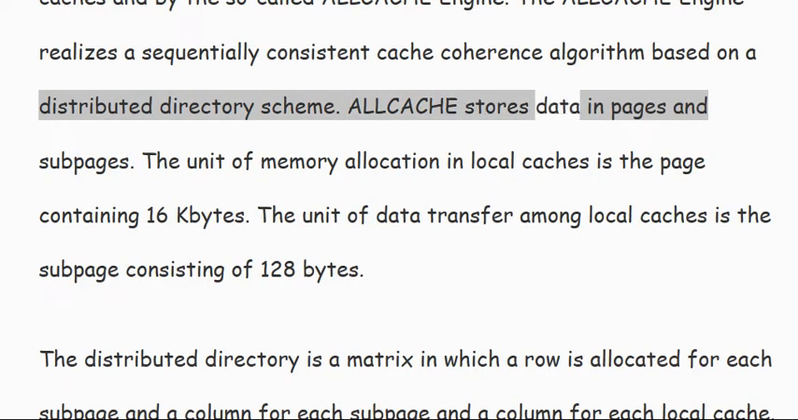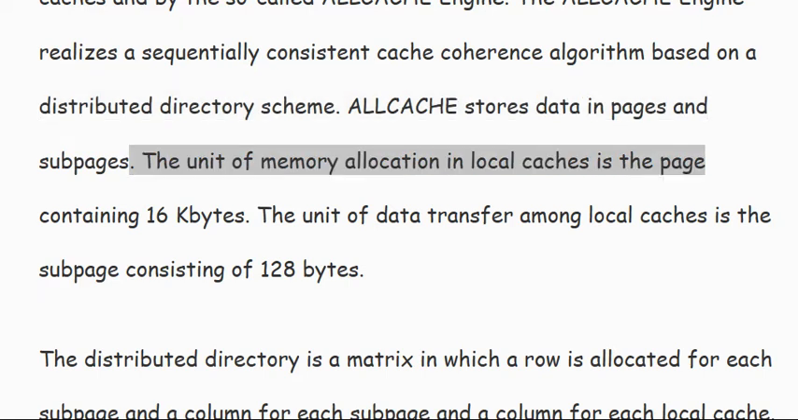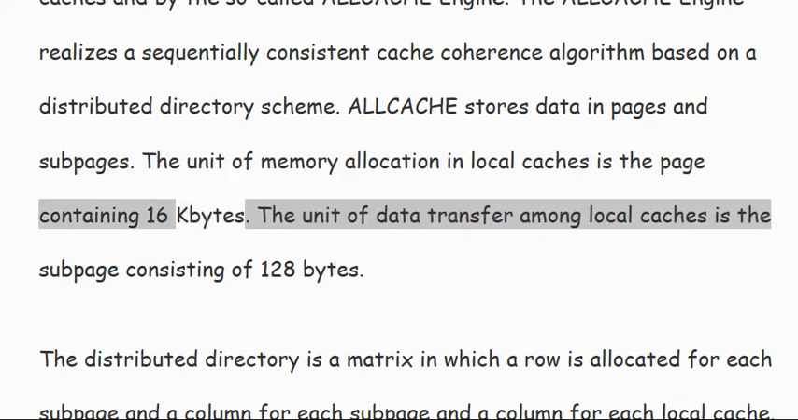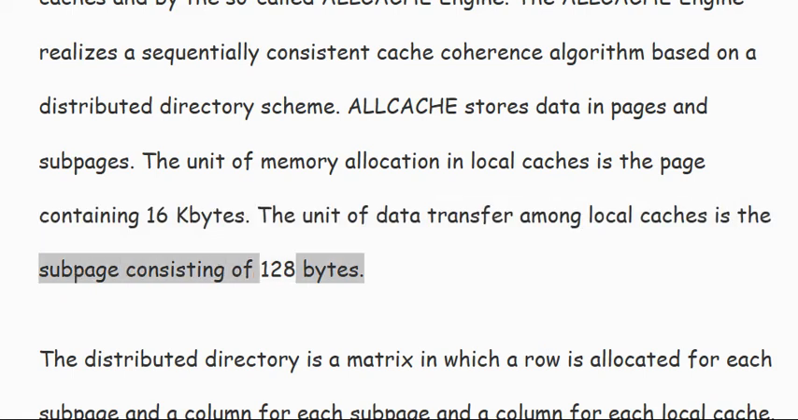ALLCACHE stores data in pages and subpages. The unit of memory allocation in local caches is the page containing 16 bytes. The unit of data transfer among local caches is the subpage consisting of 128 bytes.